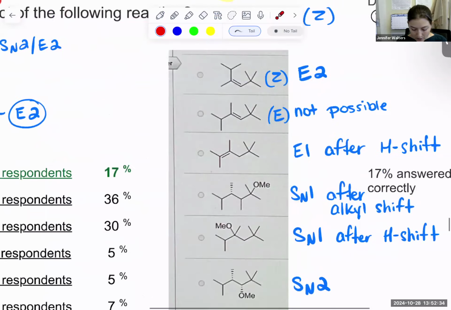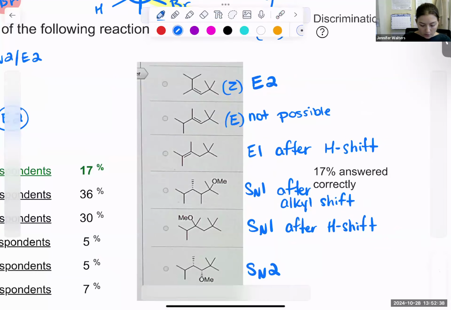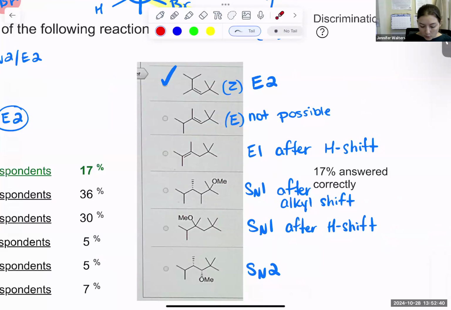So when I consider all my options, the top one was correct because that was the Z alkene for an E2 elimination. So that is correct. The next one is incorrect because this would have been the E alkene. That's not possible. This isn't one of the possible products because the E alkene isn't possible from the E2 because it's not antiperiplanar.